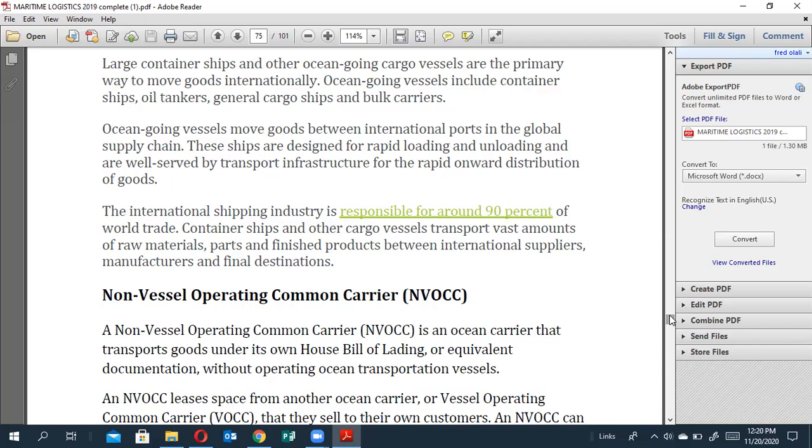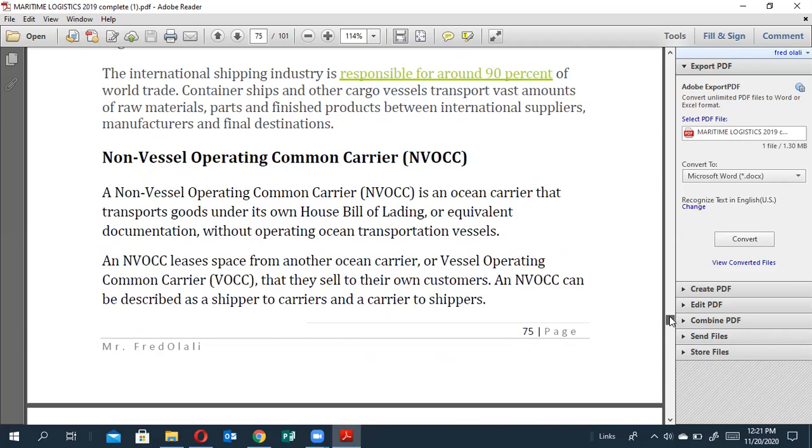Container ships and other cargo vessels transport vast amounts of raw materials, parts, and finished products between international suppliers, manufacturers, and final destinations. Then the NVOCC, that is a non-vessel operating common carrier. An NVOCC is an ocean carrier that transports goods under its own house bill of lading or equivalent documentation without operating a transportation vehicle.